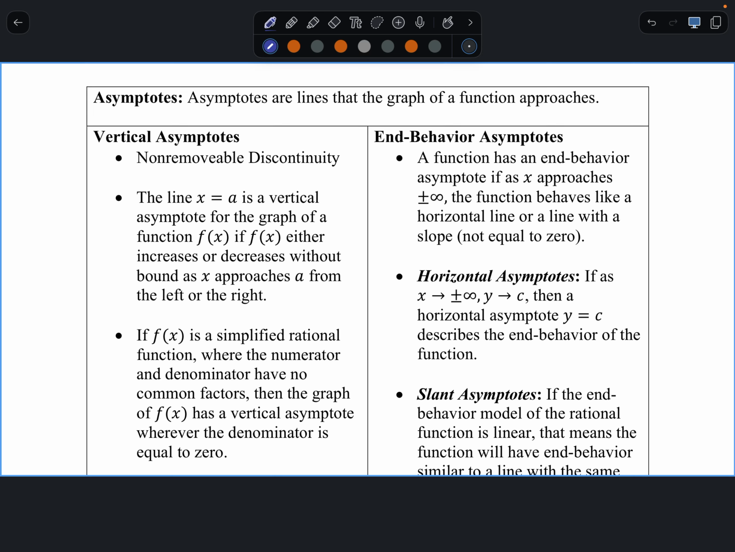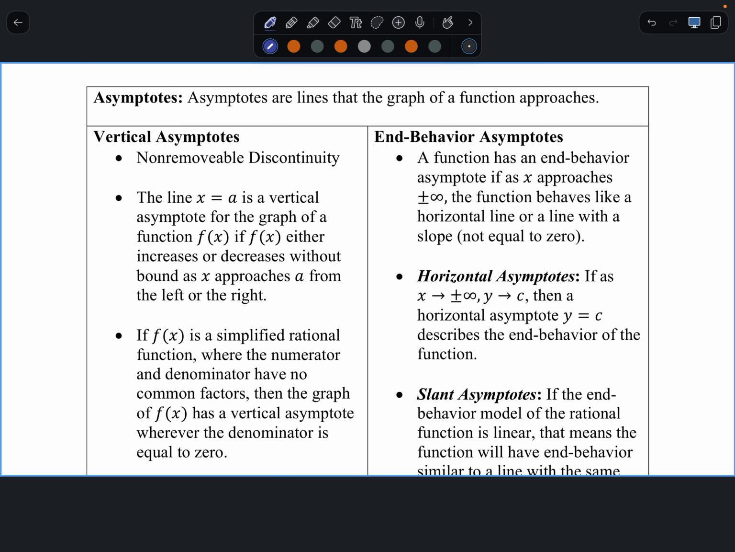There are vertical asymptotes, which we just talked about, right? They're non-removable discontinuities, okay? The line x equal to a is a vertical asymptote for the graph of a function if f of x either increases or decreases without bound as x approaches a from the left or the right. We talked about this the other day when we were talking about non-removable discontinuities. When a vertical asymptote exists, it means as x approaches the number where the vertical asymptote occurs, the function is either going to positive infinity or negative infinity. You can think about 1 over x, right?